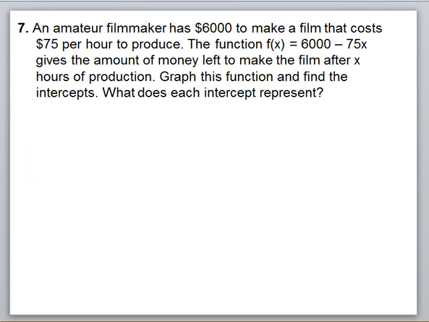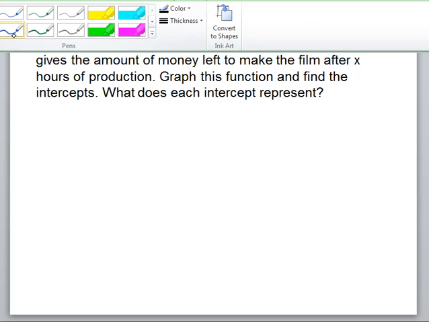My last example talks about how a filmmaker has $6,000 to make a film that costs $75 per hour to produce. There's a function 6,000 minus 75x that gives the amount of money left to make the film after x hours of production. Graph this function and find what each of the intercepts represent.